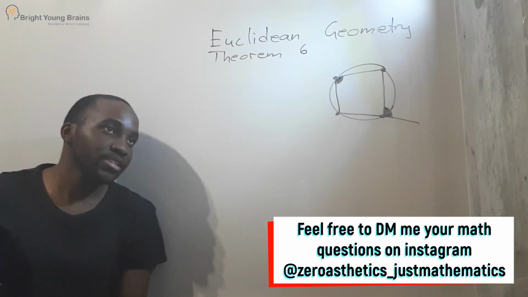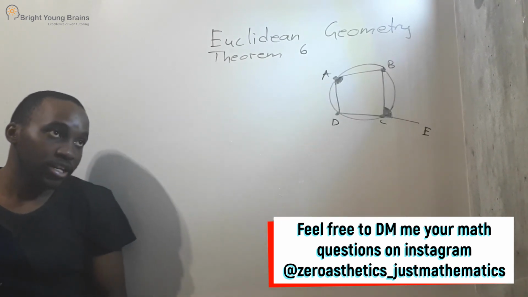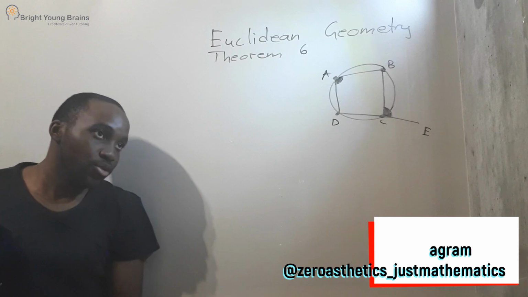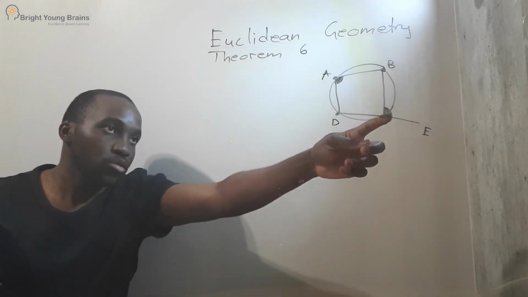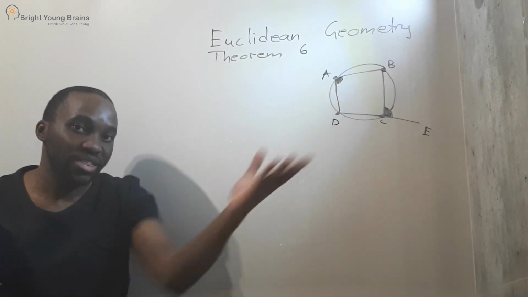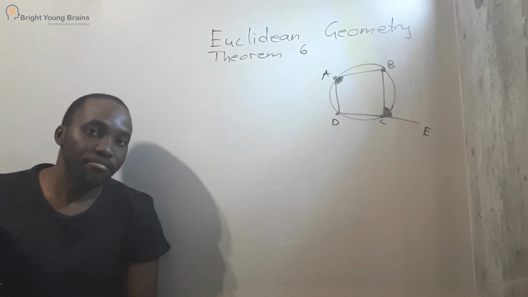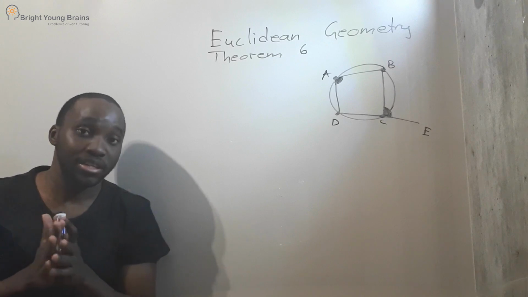So, Theorem 6 basically states that if you have a cyclic quadrilateral and you have an exterior angle, this exterior angle will be equal to this opposite interior angle. That's the law. That's it. Well, I could literally have just done that because that's what the theorem states.